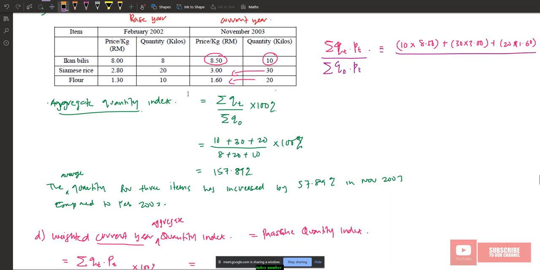Q naught. Where is a Q naught? Q naught here, right? So this is a Q naught. So 8 multiply with the price for current year, which is 8.50 plus 20 multiply with 3.0, plus 10 multiply with 1.6, right?